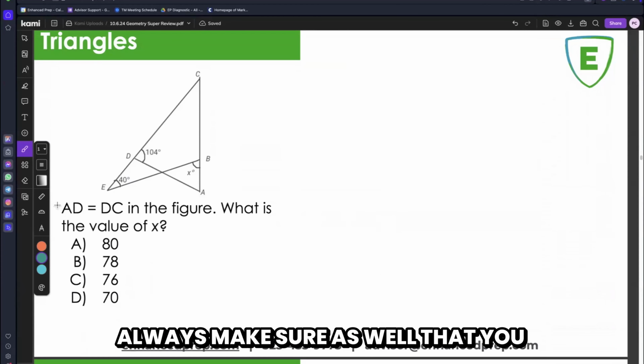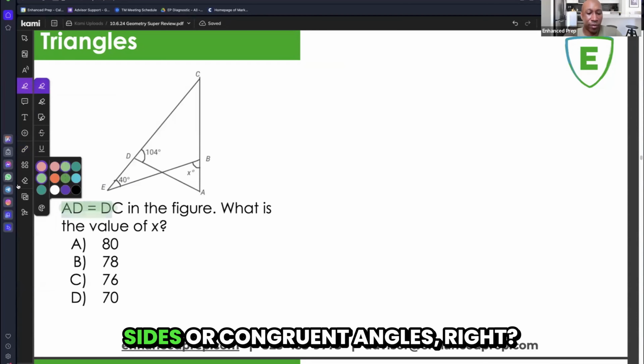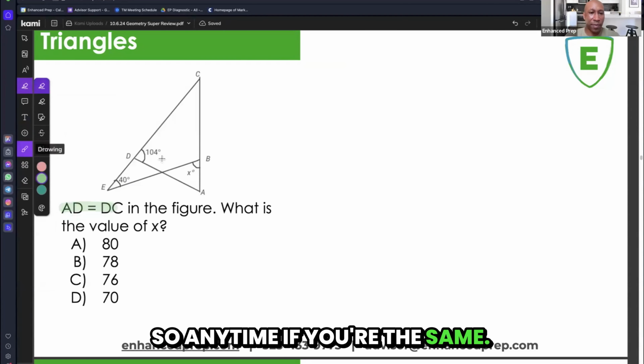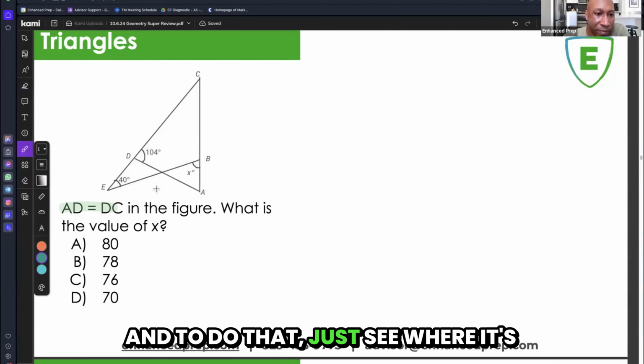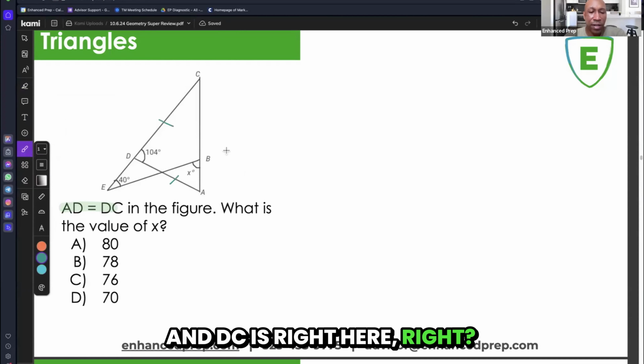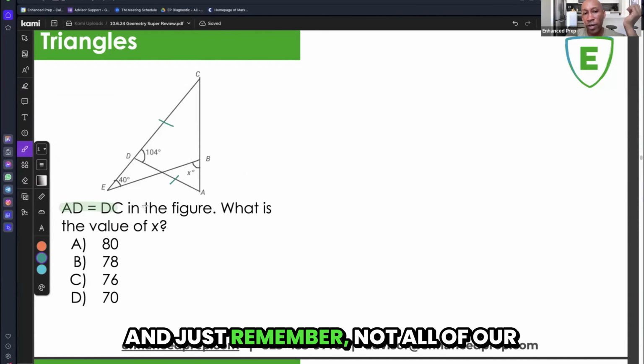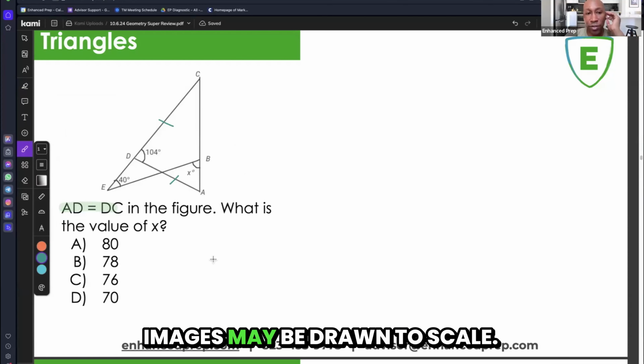Always make sure as well that you label anytime that you have congruent sides or congruent angles, right? So anytime they're the same. And to do that, you just see where it's AD. AD is right here, and DC is right here, right? So we always want to label the angles that are the same, right? And just remember, not all of our images may be drawn to scale.